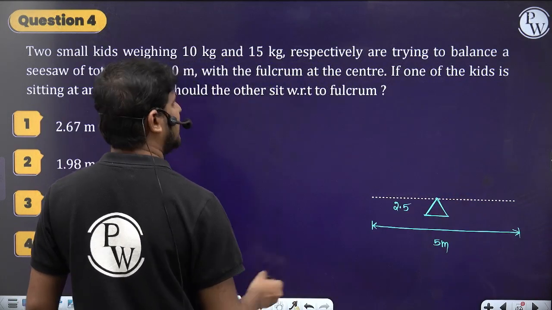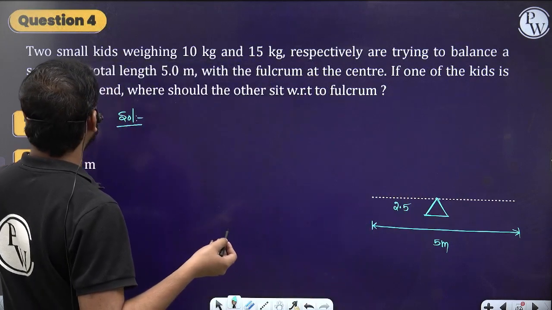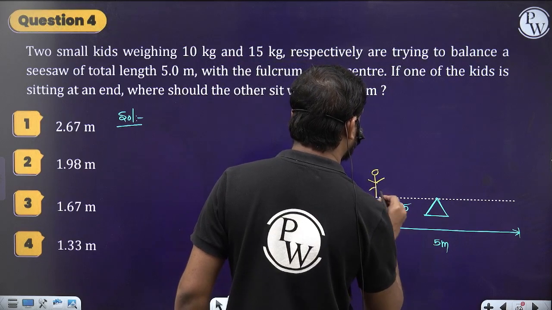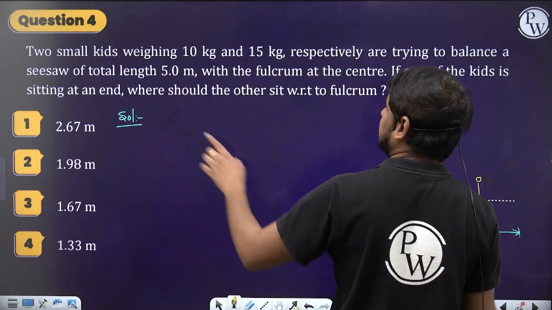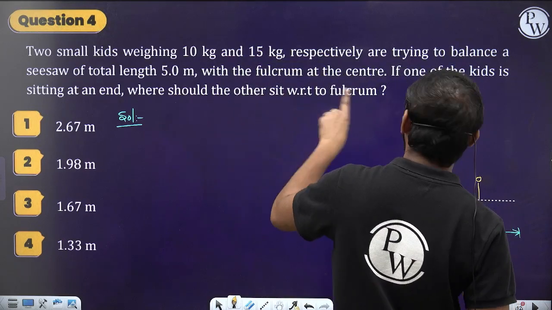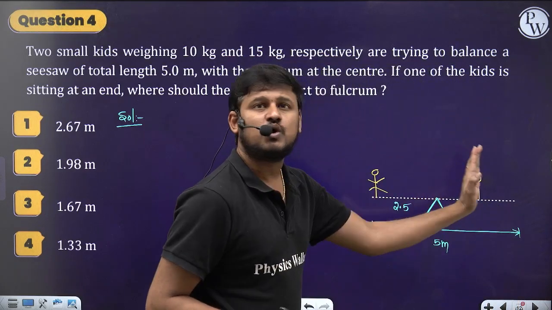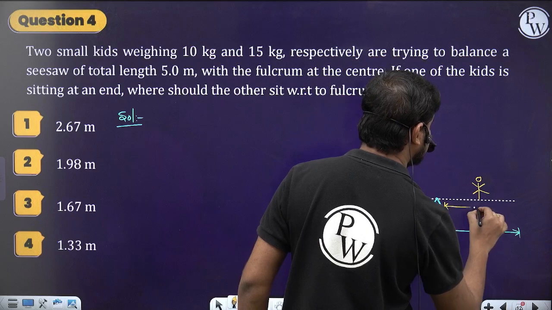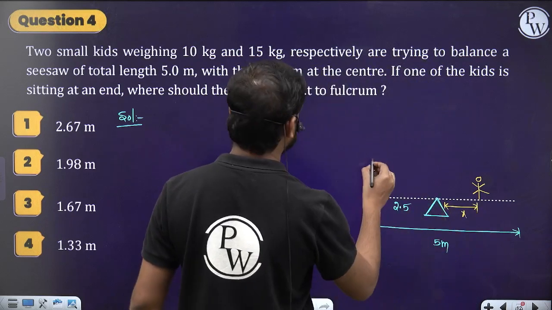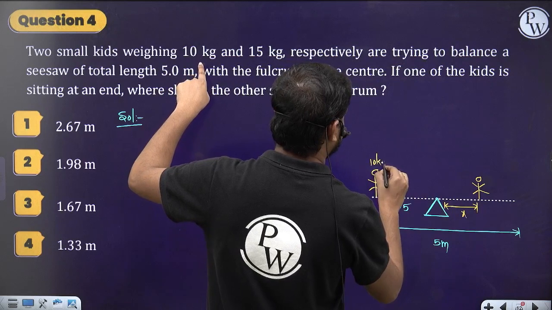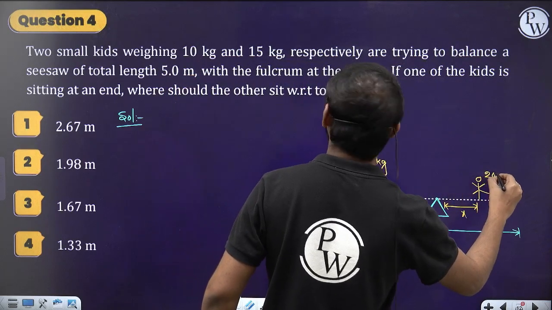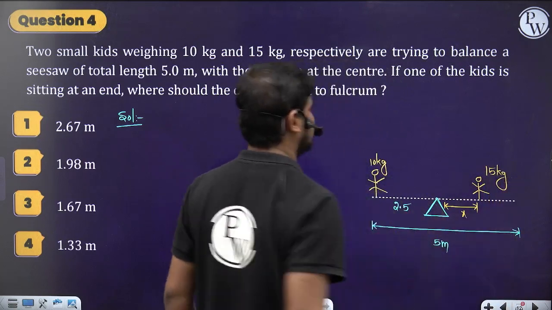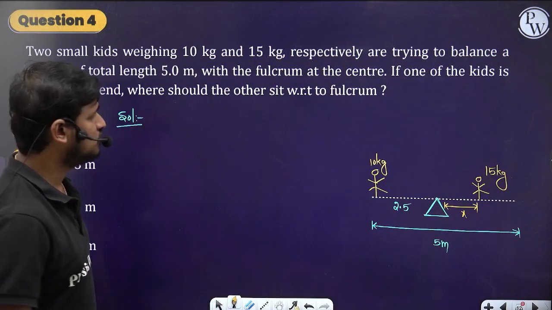Now, what they said: two kids are there, and one kid is sitting at one end. Where should the other sit with respect to the fulcrum? What is the other kid's distance from the fulcrum? Let's say the second kid is sitting at a distance x. The first kid's weight is 10 kg, and the second kid has mass 15 kg. Here this guy has mass 15 kg.